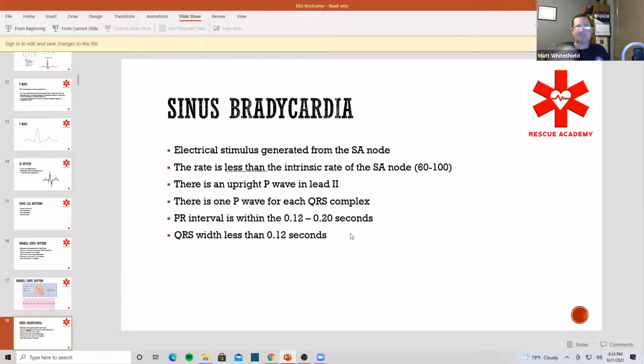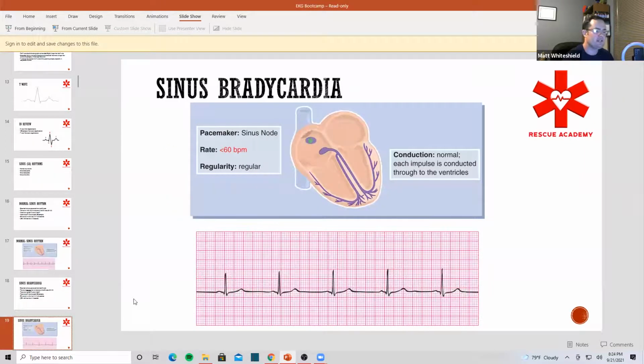Now, I know somebody's going to say, well, hey, Mike, on ACLS, for the latest updates, they did change that. They said that now it's 50. Anything less than 50. That is the American Heart Association. They did change that in their bradycardia algorithm. But when we talk about what is sinus bradycardia, it's anything less than the intrinsic rate of the SA node, which is 60.